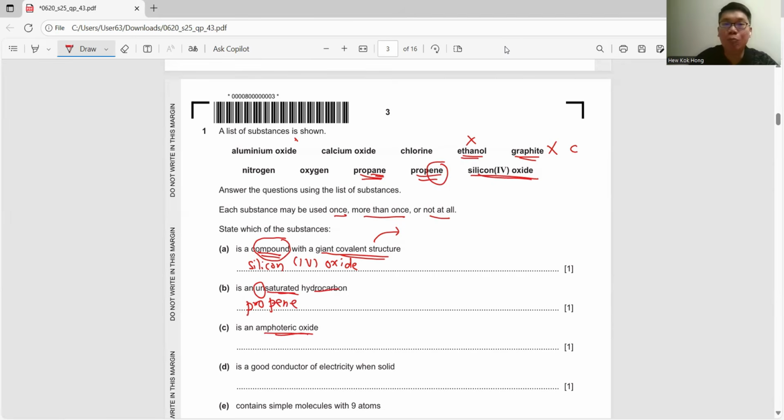Next is an amphoteric oxide. We know it's aluminium oxide. Group 1 and group 2 form alkaline oxides. Aluminium oxide is amphoteric. Then group 4 to group 7 will form acidic oxides.